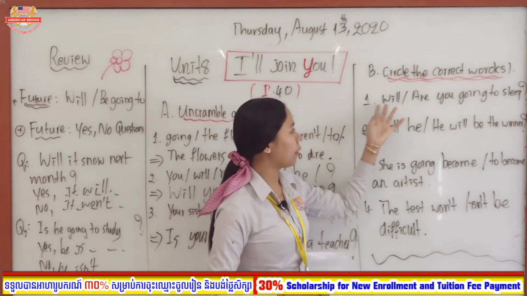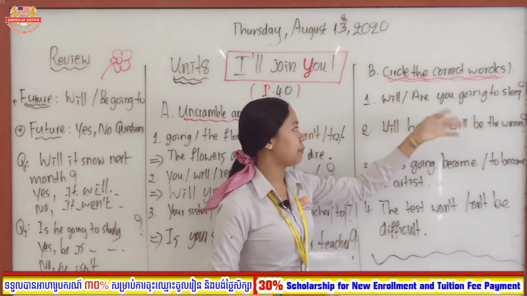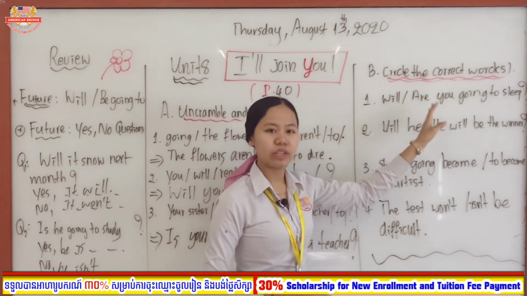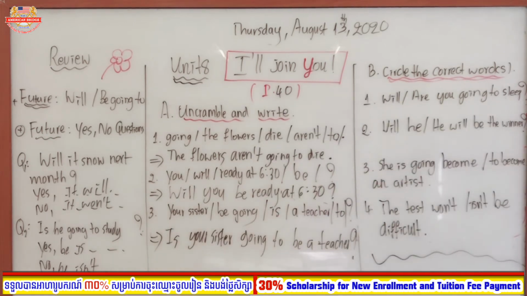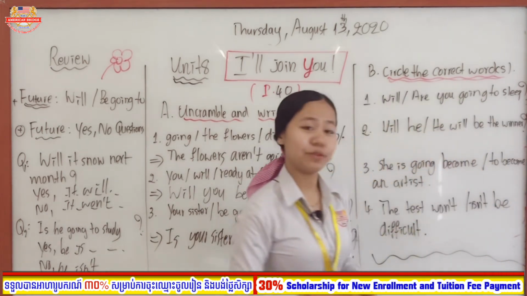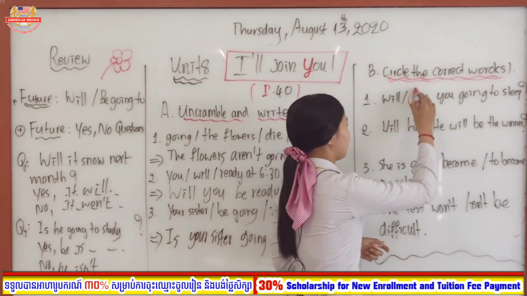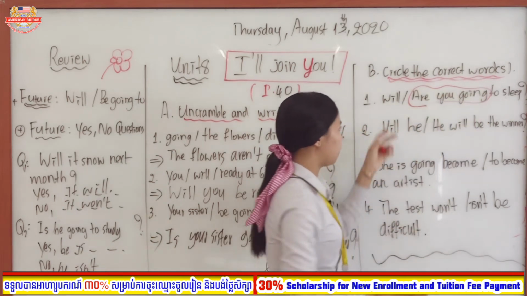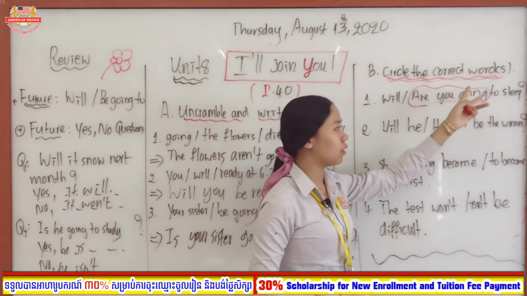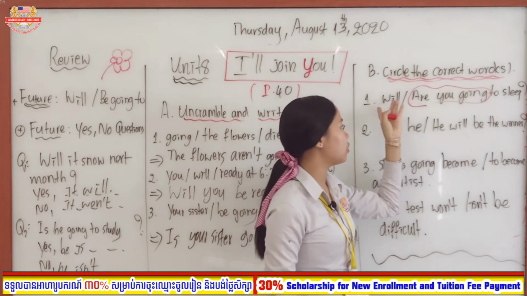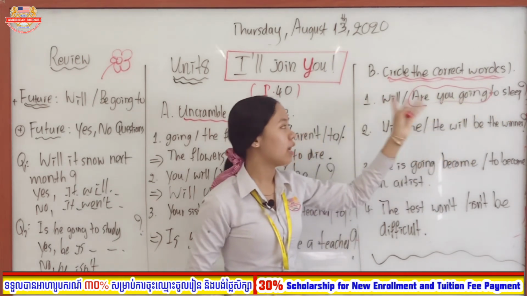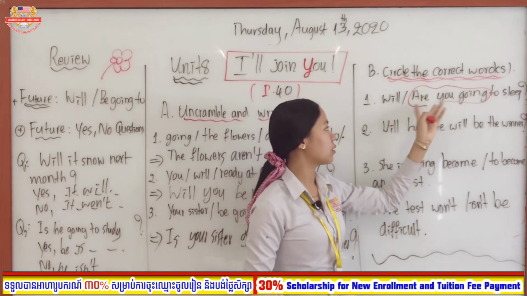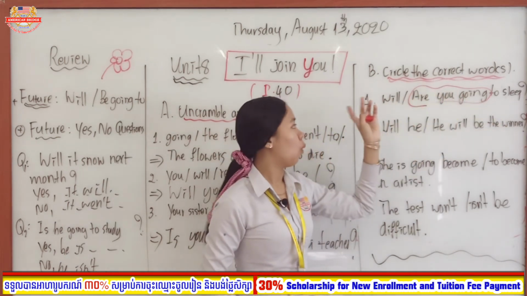So here, number 1: will or are you going to sleep. Very good. Are you going to, right? You cannot put will because we have going to. But if I put only go, I can use will: will you go to sleep. But here we have going to, so that's why I choose are you going, not will.